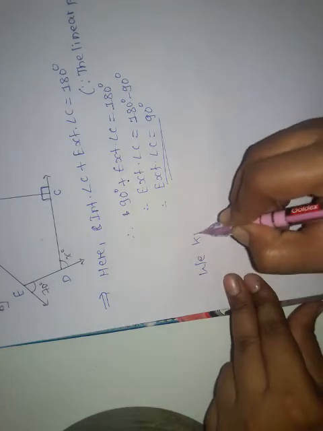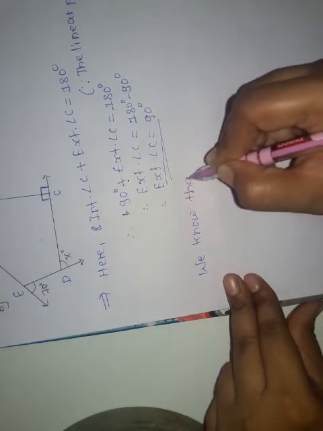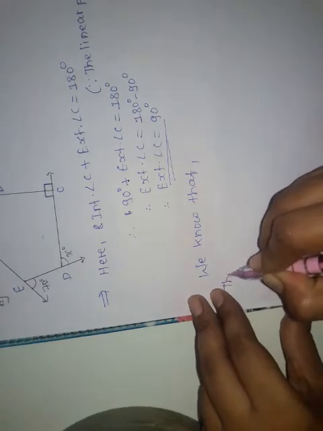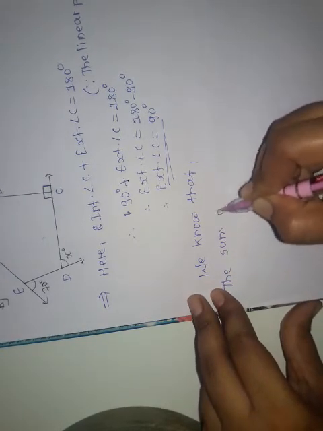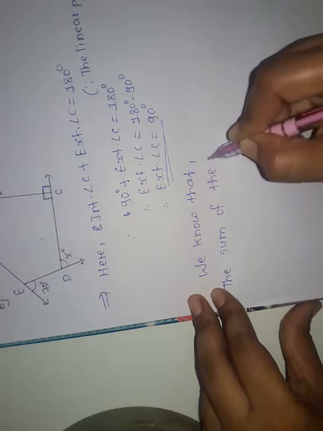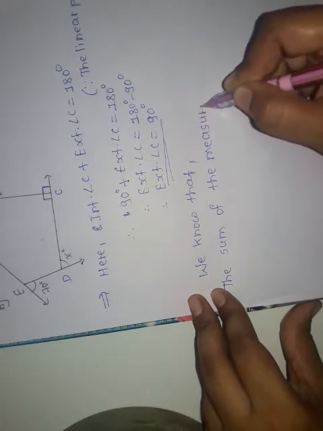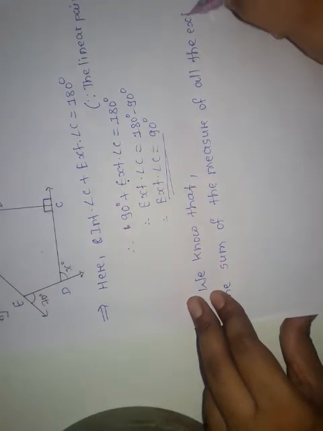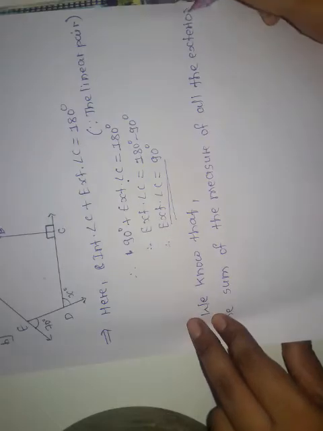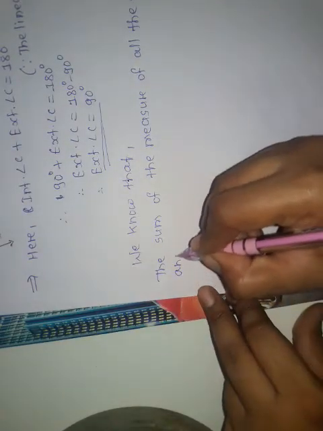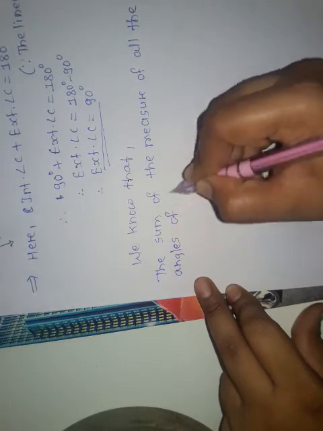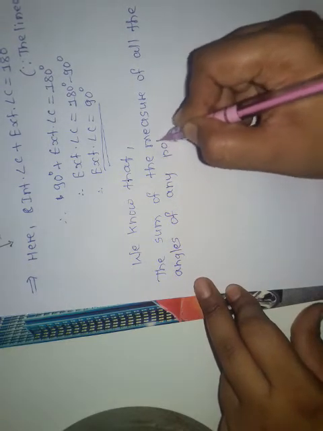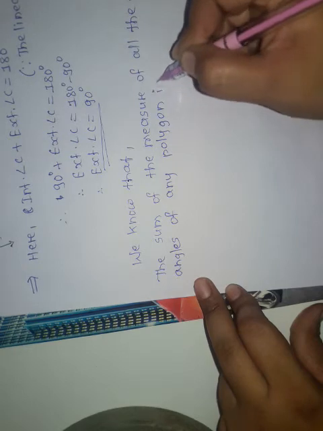So write down, we know that the sum of the measure of all the exterior angles of any polygon is 360 degrees. We know very well the sum of the measure of all exterior angles of a polygon is 360 degrees.